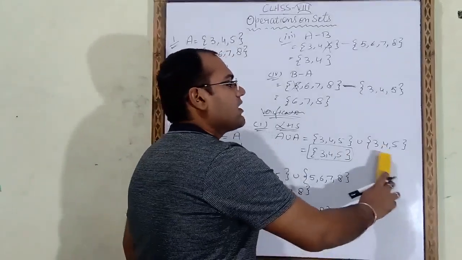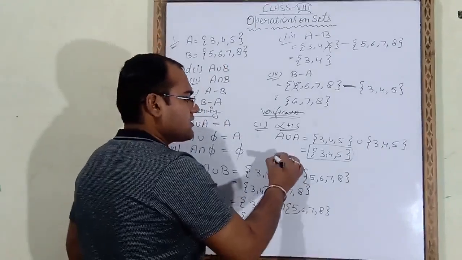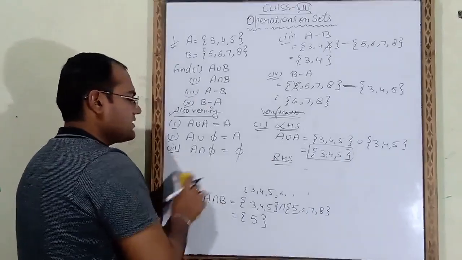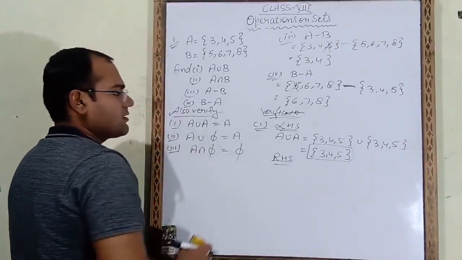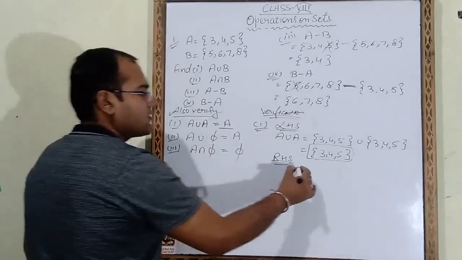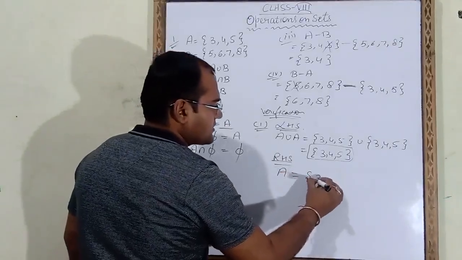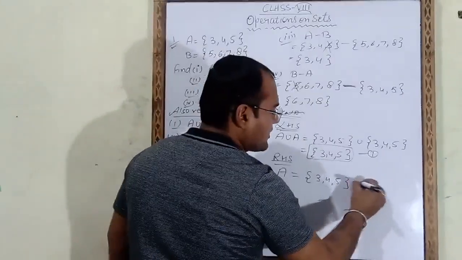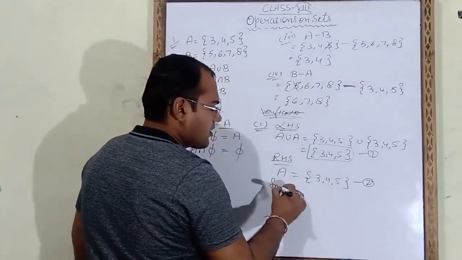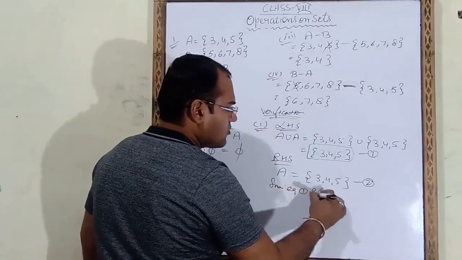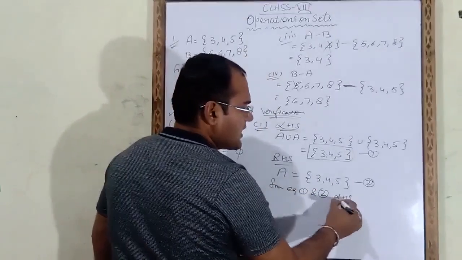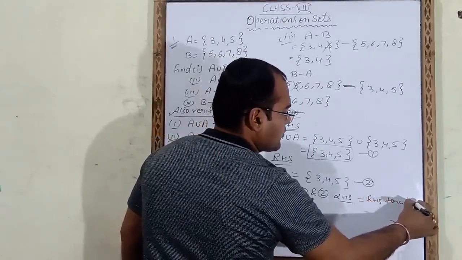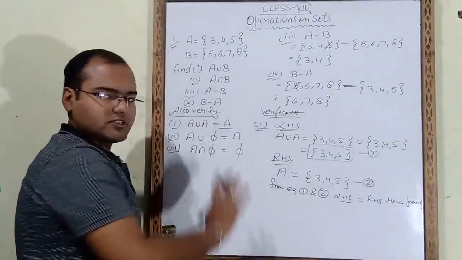Now another method is you can do like this. Right hand side you have to write. What is right hand side? Right hand side is A, and the answer of A is 3, 4 and 5. This is equation 1. This is equation 2. From equation 1 and 2, left hand side is equal to right hand side. Hence proved. So like this you have to do this part.